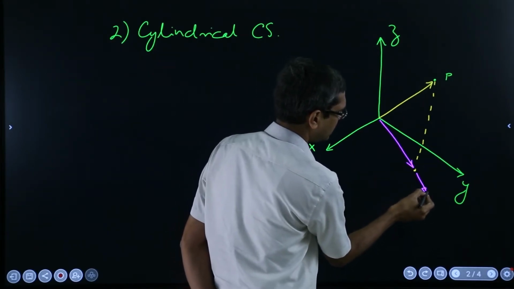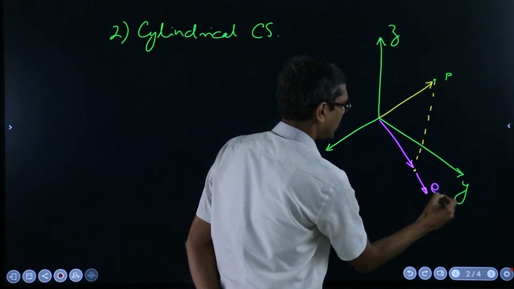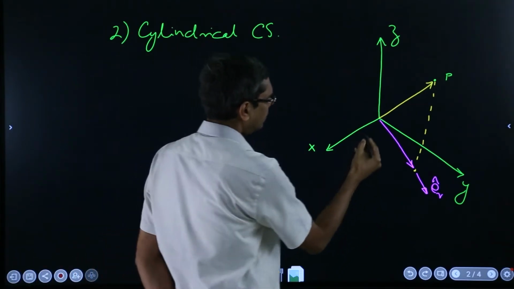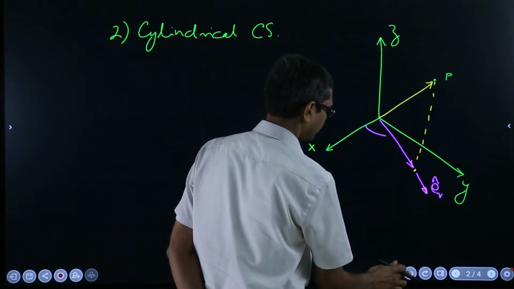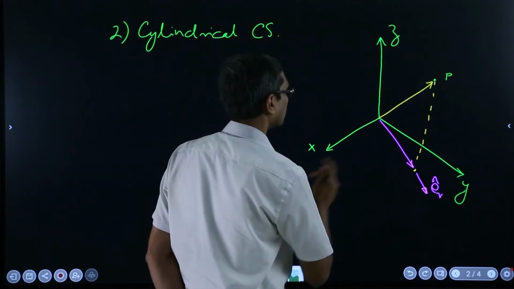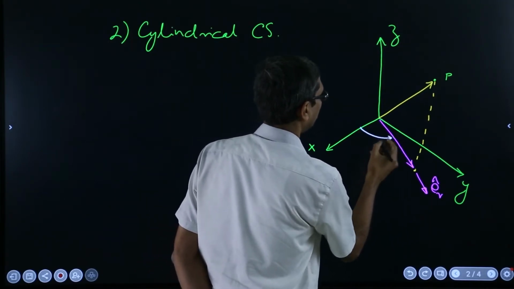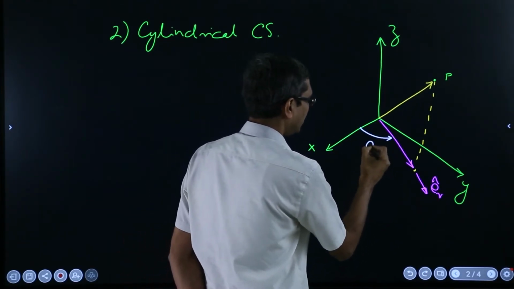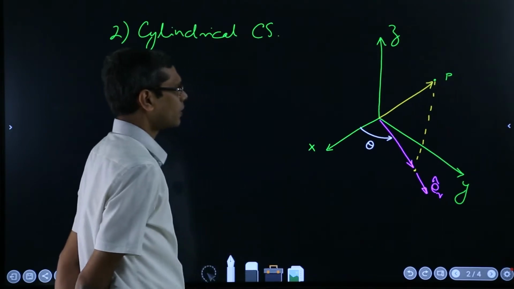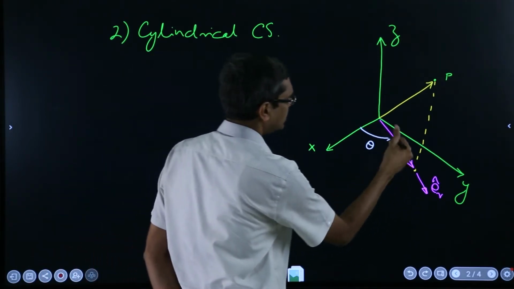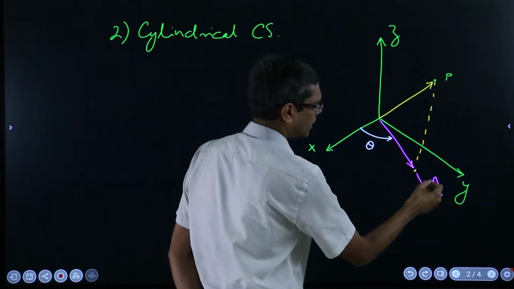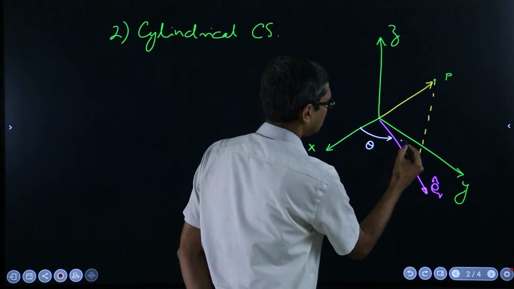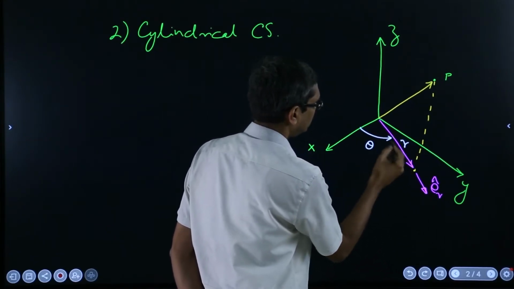And this direction will give you the direction of e_r. Then say this angle from the x-axis, whichever you have chosen, arbitrarily chosen, is theta. So this distance is r, and the unit vector in that direction is e_r. So this is r, this distance basically.